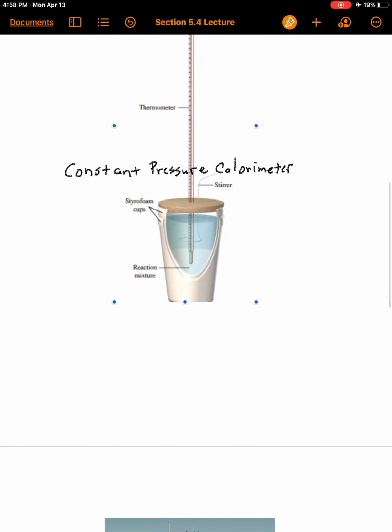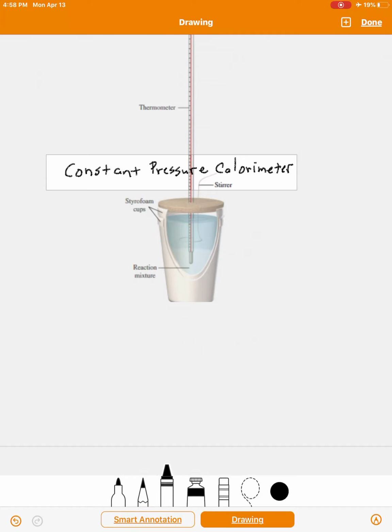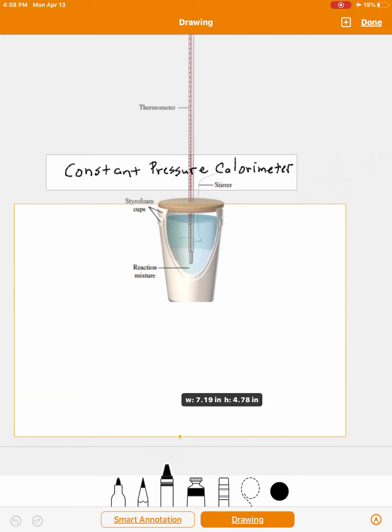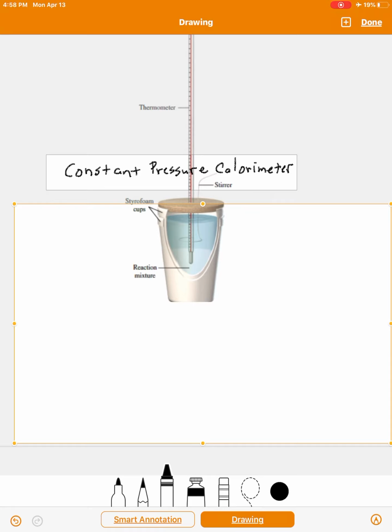Now this is a very common type of experiment, and the idea is essentially that you would have a reaction taking place inside this calorimeter. For example, I'm just going to make a really simple reaction. Suppose it's HCl dissolved in water plus sodium hydroxide dissolved in water. And they react to form H2O and NaCl. Remember from chapter 4, acid-base reaction, you get water and a salt.